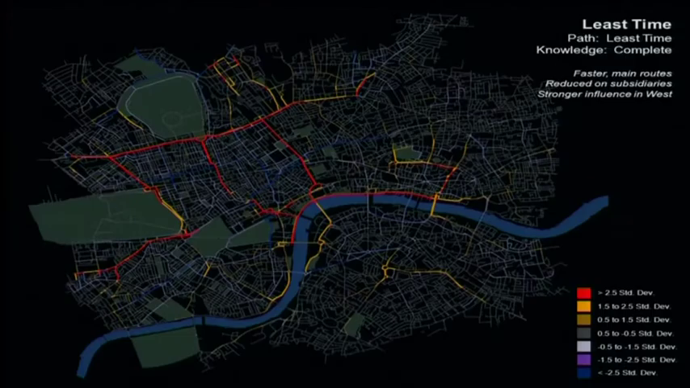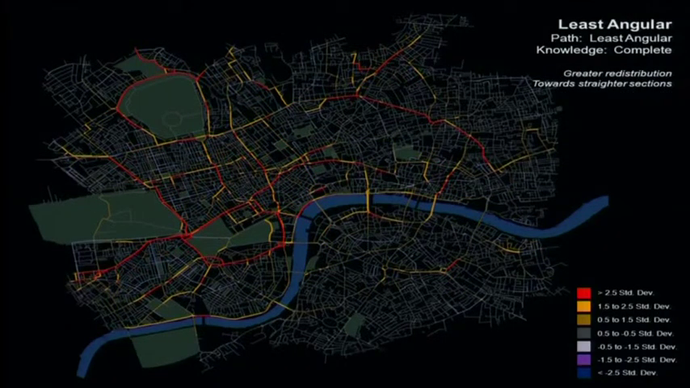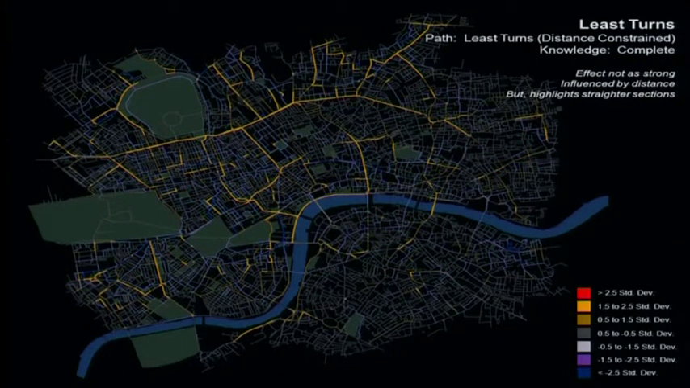But if we define our individuals in a different way, the whole system changes. This is defining agents as taking the least time path. You get a big shift of traffic onto these main roads, loads of traffic disappearing from these central roads, which are a bit obscure. You look at least angular routes, you get a different representation. You look at least turn routes, you get, again, a different representation. So what this is saying is that the way we define how people behave really affects our results and the quality of our results.